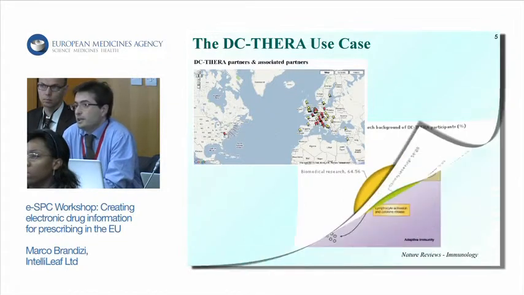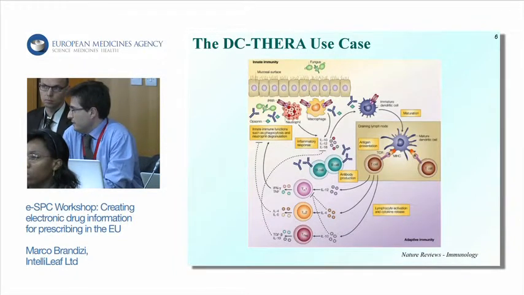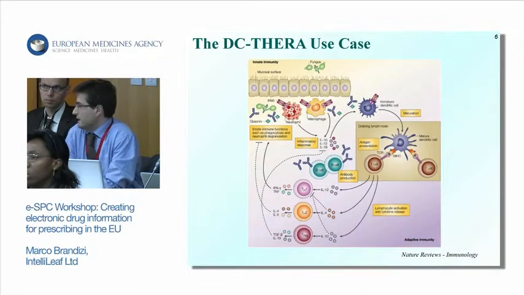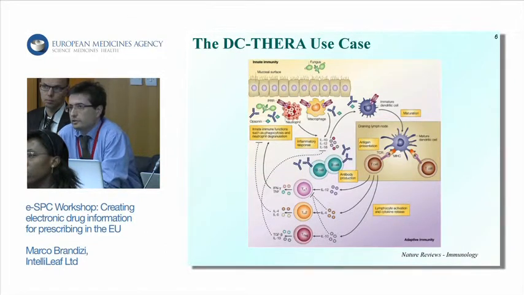And the scope of the project is mainly to develop therapies based on dendritic cells. The fact that very recently the Nobel Prize was assigned to Professor Steinman, the one who discovered these cells, tells something about how important they are in the immune system. And so this is the scope of the project, and that's another source of complexity.